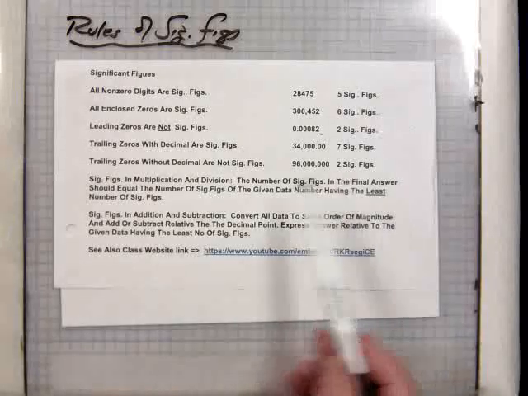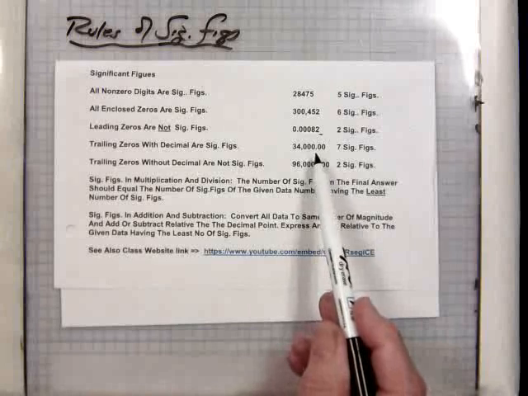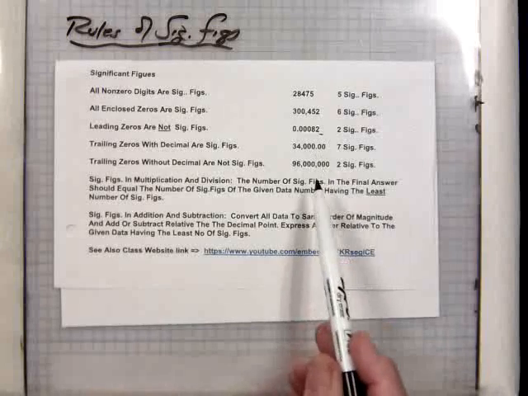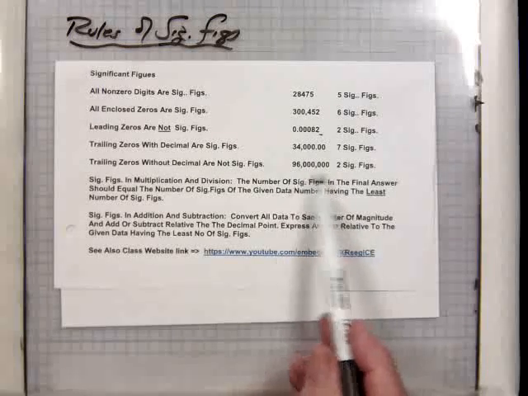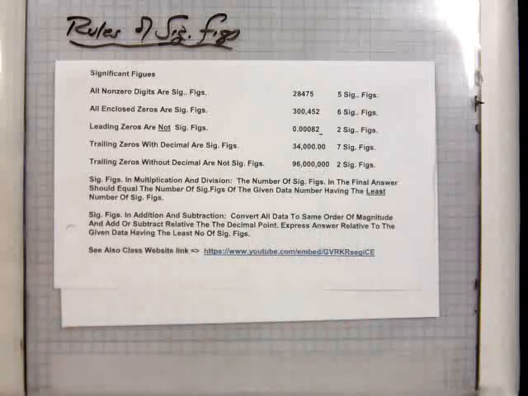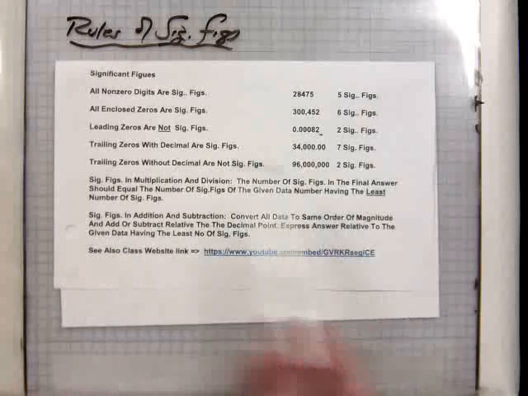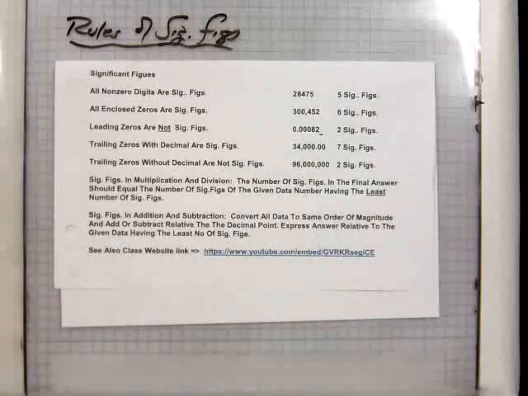So a trailing zero usually has a decimal, but you have some trailing zeros in there that do not have a decimal, and they are not significant. This number is the average distance from the Earth to the Sun. Okay, 96 million miles, but it only contains 2 significant figures.